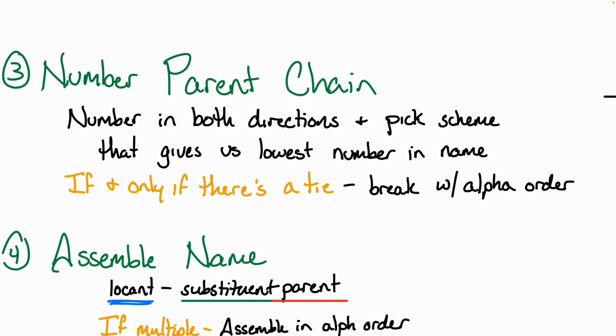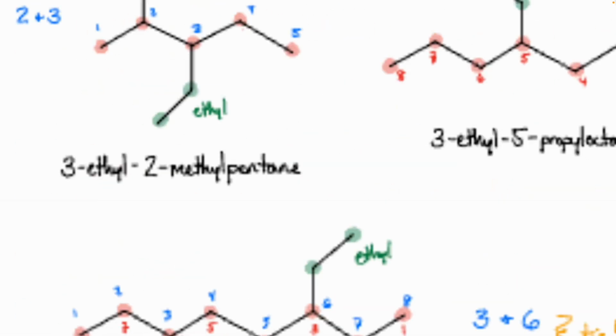All right, now, this is rare. This only happens if there's a tie in your numbering scheme. A lot of people like to just default to alpha order all the time. It doesn't work like that. If you can, you need to build the lowest number into your name. But if you look, and both numbering schemes give you the same numbers, there's a tie in your numbering scheme, then and only then do you break that tie with alpha order. Okay? So that's why we name our substituents when we put them in there.